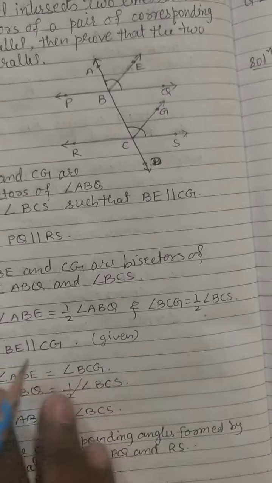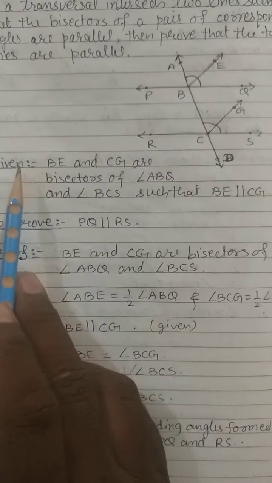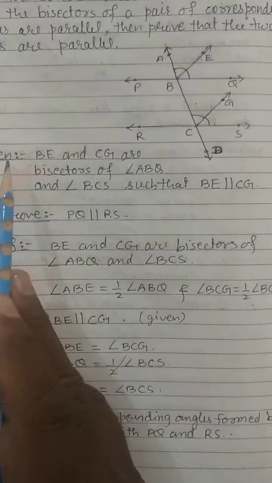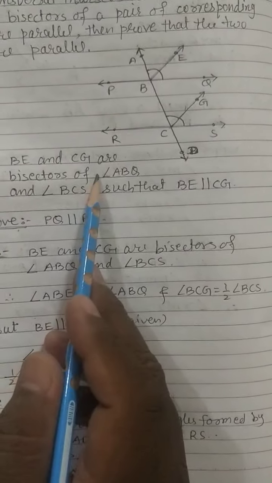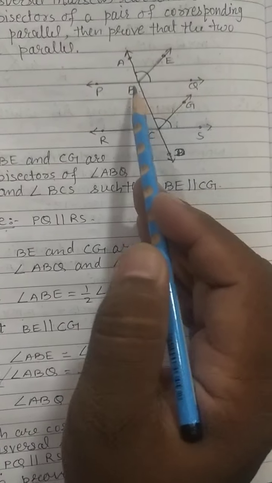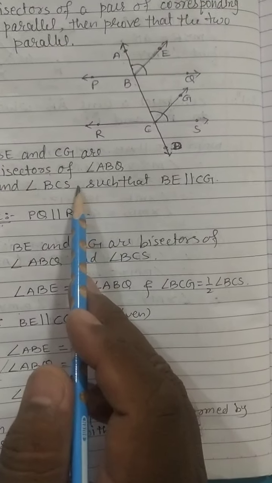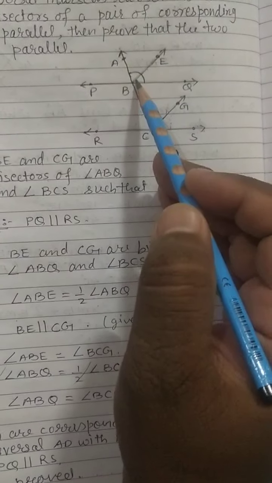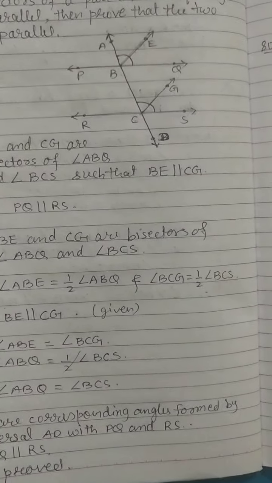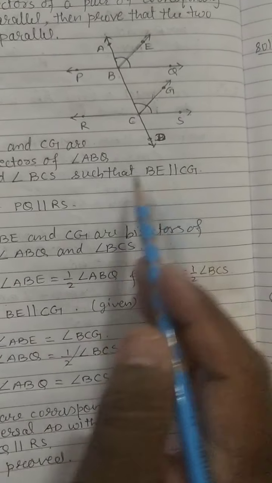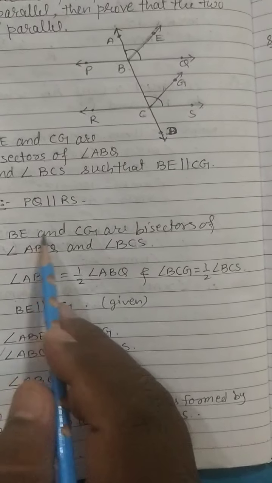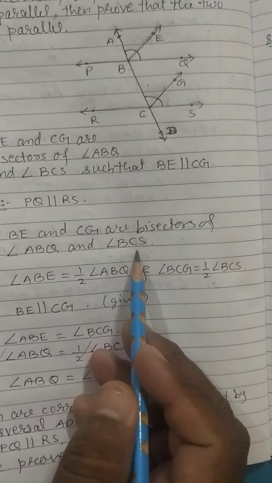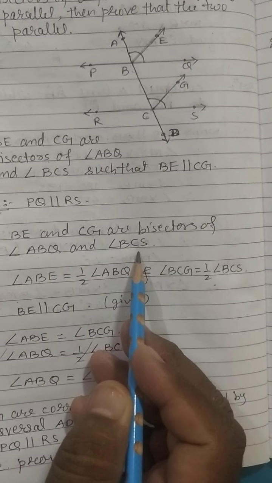Because it is a proof type question, it must be completed in this form: first given, diagram, to prove, proof. Given: BE and CG are bisectors of angle ABQ and BCS respectively, such that BE is parallel to CG. To prove: PQ is parallel to RS. Proof: BE and CG are bisectors of angle ABQ and BCS. It is given to us.